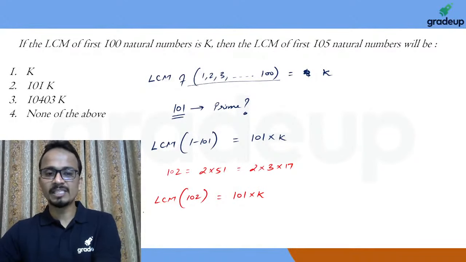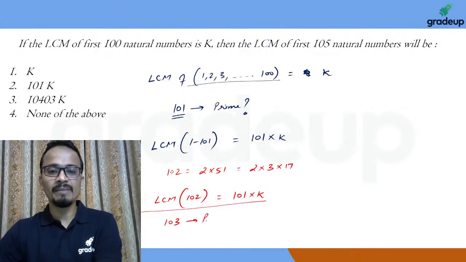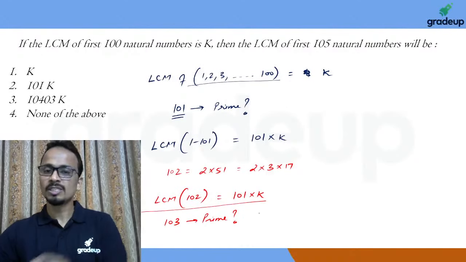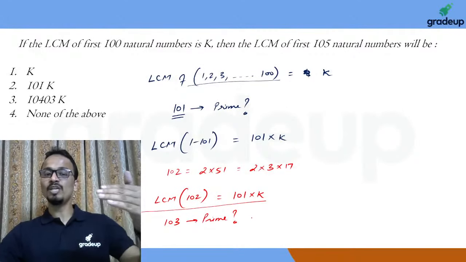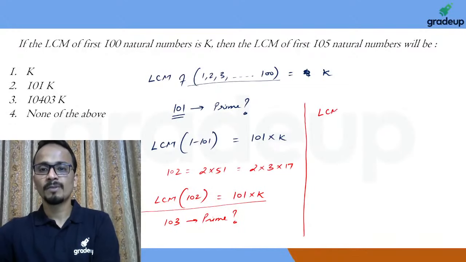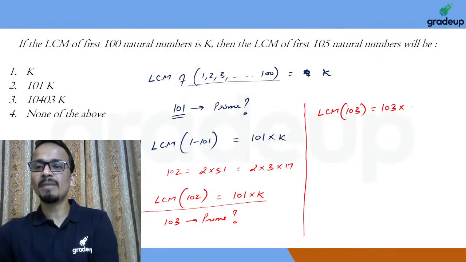Now let's include the next number, which is 103. Now is 103 a prime number? Yes, 103 is a prime number. So since 103 is a prime number, this value 103 will be multiplied by the LCM of the previous numbers to obtain the LCM of the first 103 natural numbers. So the LCM of the first 103 natural numbers will be 103 multiplied by 101 multiplied by k.